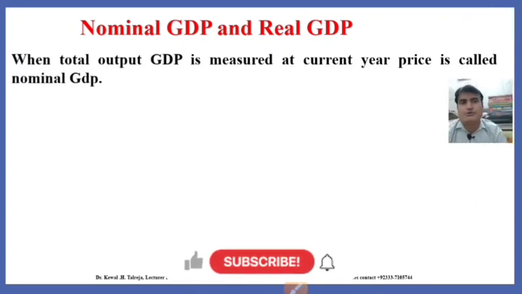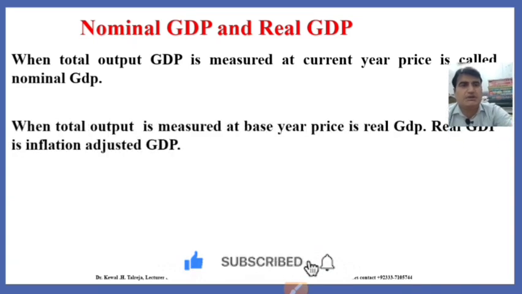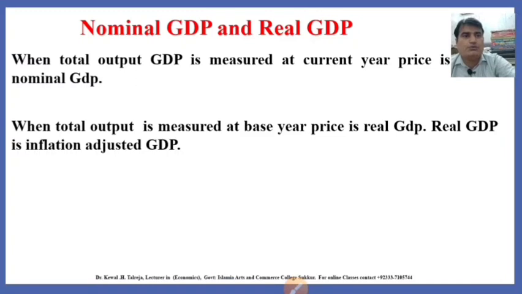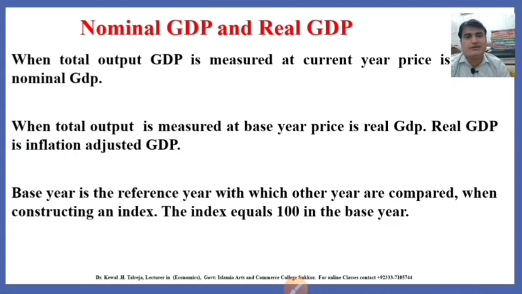When total output is measured at current year price, it is called nominal GDP. So what is real GDP? When total output is measured at base year price, it is real GDP. Real GDP is inflation adjusted GDP. What is base year? Base year is a reference year with which other years are compared. When constructing an index, the index equals 100 in the base year.